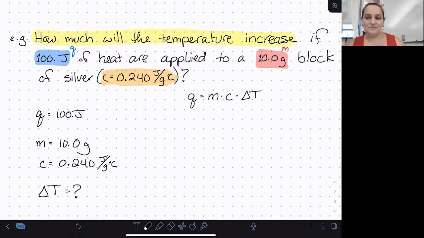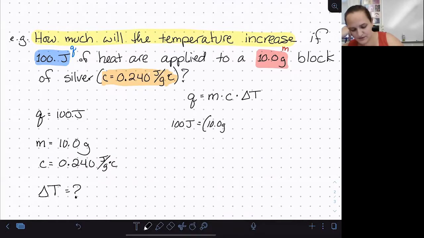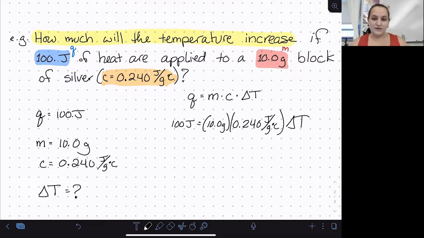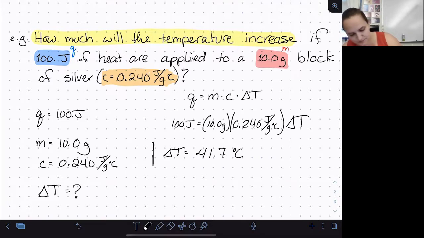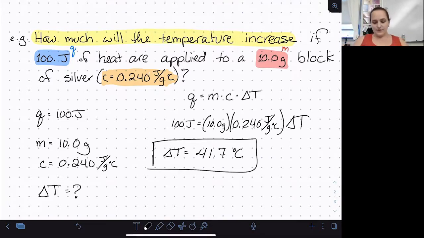So using the same equation in a different way, just to solve for a different variable, we've got 100 joules, 10 grams, specific heat of 0.24 joules per gram degree Celsius, and then we can solve for delta T. Delta T comes out to be 41.7 degrees Celsius. Since the specific heat is much, much lower here, a relatively small amount of heat is going to lead to a relatively large temperature change.